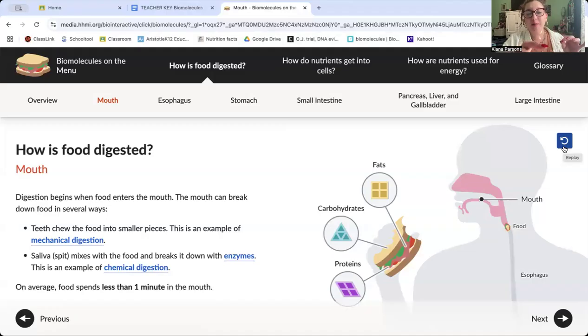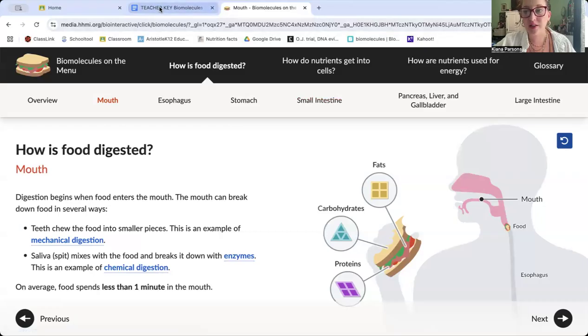On average, we spend less than 1 minute chewing our food. But chewing your food is good. Chewing your food for longer is always better. It helps the rest of the digestive process, right? You're really kicking it off there in the mouth. So as much chewing as you can do for your food helps it get smoothly digested in the rest of your digestive system.